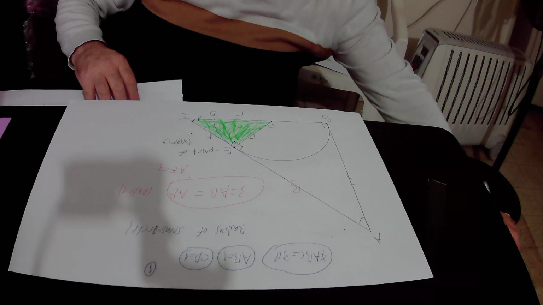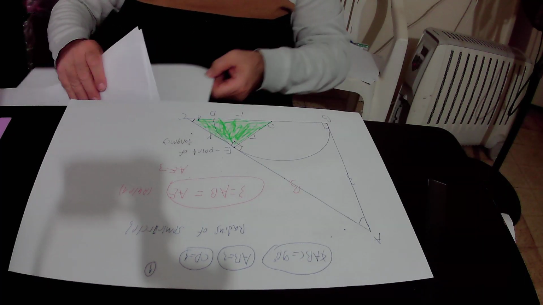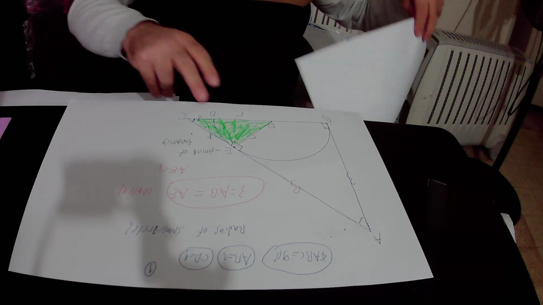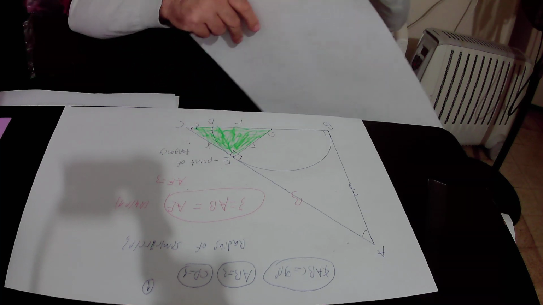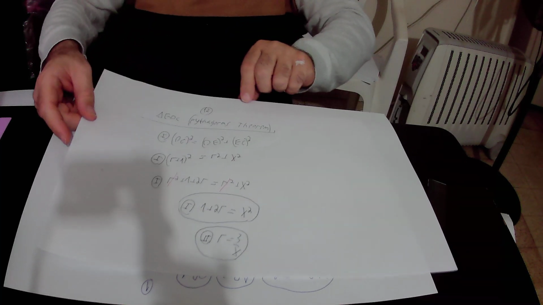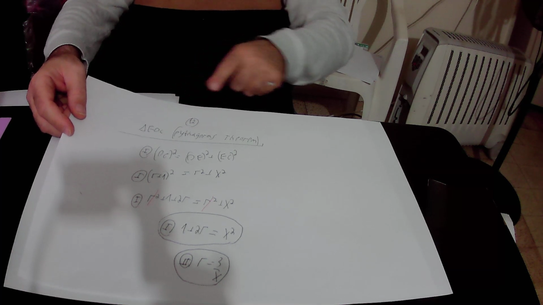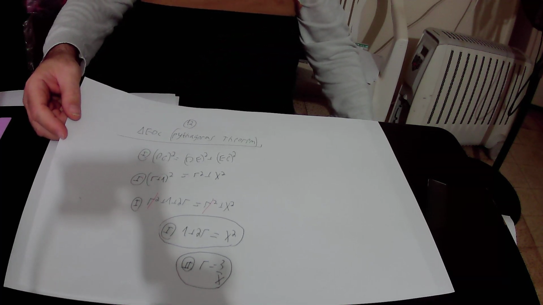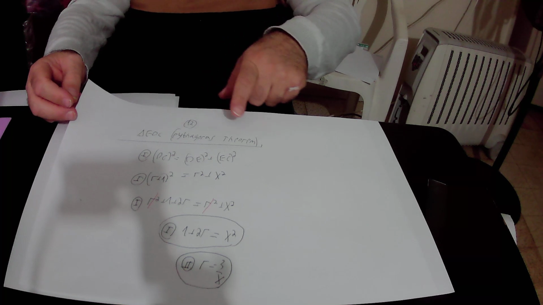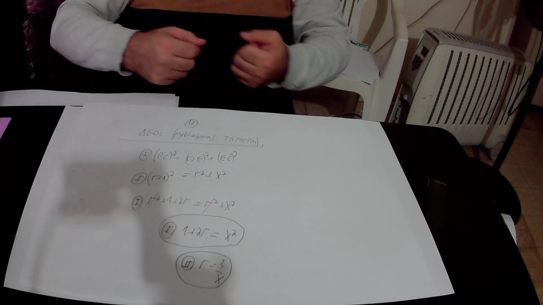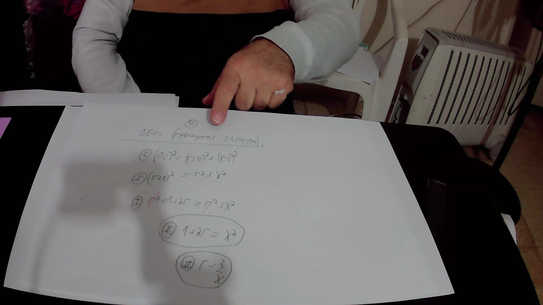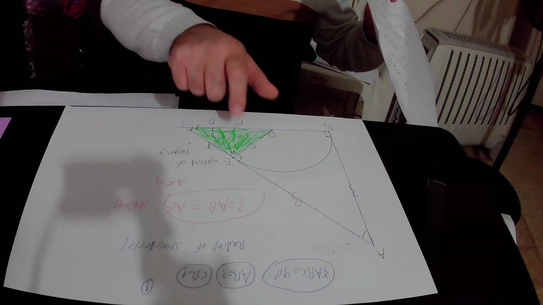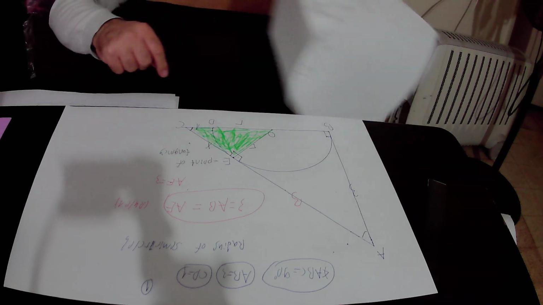Then we focused on the right triangle, triangle EOC. Triangle EOC is a right triangle because this angle equals 90 degrees, according to rule number 2. In the right triangle EOC, according to the Pythagorean theorem, the square of the hypotenuse equals the sum of the squares of the perpendicular sides. That is to say, OC squared equals OE squared plus EC squared.